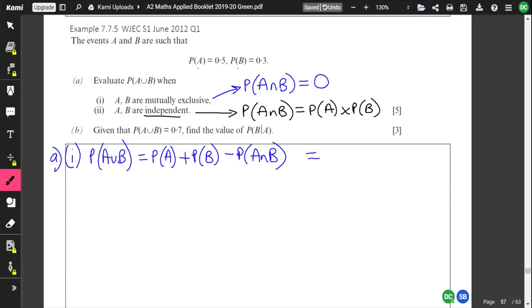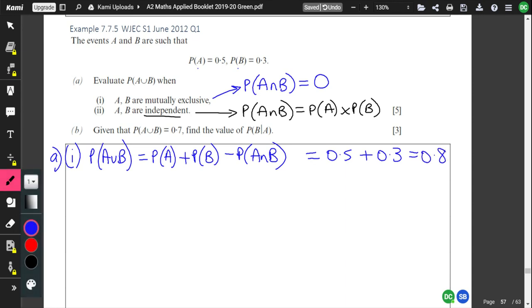So for part 1, this is 0.5 plus 0.3, but then take away 0 for part 1. A and B are mutually exclusive, so they cannot happen at the same time. So that is it, 0.5 plus 0.3, which is 0.8 for part 1.